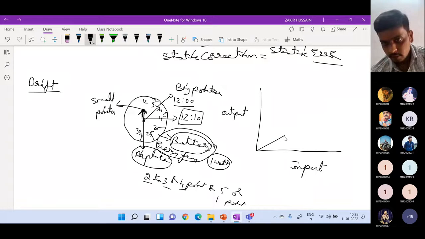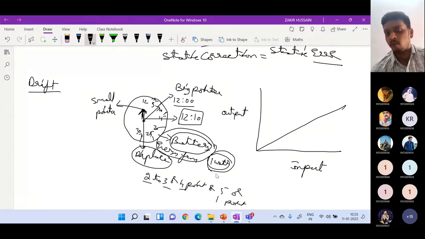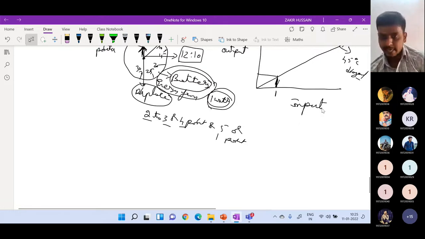For example, what is the input here? The input is 1 kilowatt or 1 watt of energy you are giving. Since this is a 45 degrees diagonal, what is the reading here? If this is a 1, what is the reading here? Can anybody say? If it is a 45 degrees diagonal, I hope you understand the diagonal meaning.